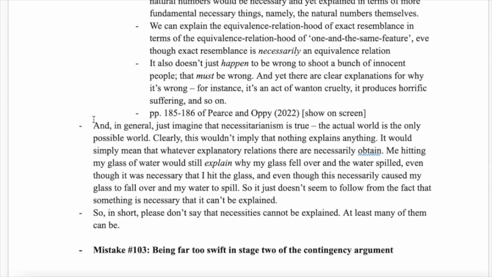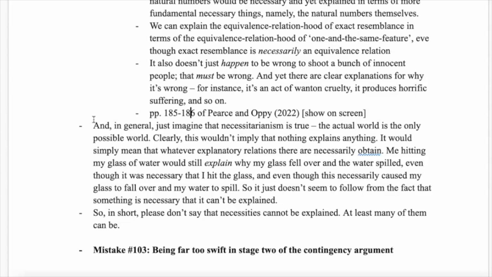Take me hitting my glass of water: it would still explain why my glass of water fell over and the water spilled, even though it was necessary that I hit the glass, and even though this necessarily caused my glass to fall over and my water to spill. So it just doesn't seem to follow from the fact that something is necessary that it can't then be explained. So, in short, please don't say that necessities cannot be explained. At least many of them can be.